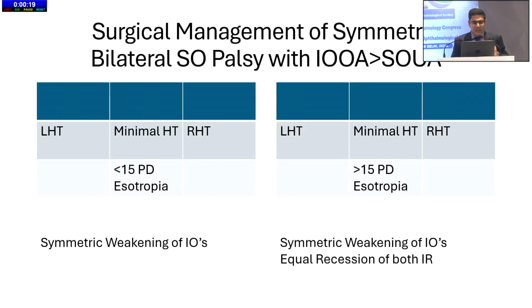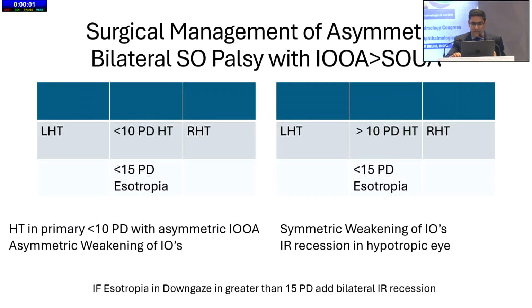I don't have much time left, but I'm going to discuss a couple of case scenarios of symmetric bilateral superior oblique palsy with inferior oblique overaction greater than superior oblique underaction. In these cases, you will do symmetric weakening of the inferior obliques, and you might recess the inferior rectus if the down gaze esotropia is greater than 15 prism diopter. In asymmetric bilateral superior oblique palsy, you would do asymmetric inferior oblique weakenings, and you can also do a symmetric one if there is greater than 10 prism diopter of hypertropia in primary gaze, and then recess the inferior rectus in the hypertropic eye.